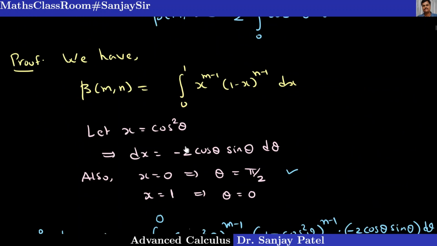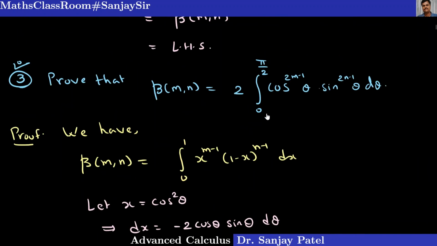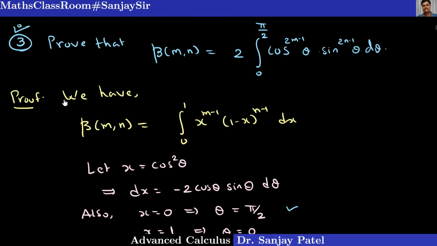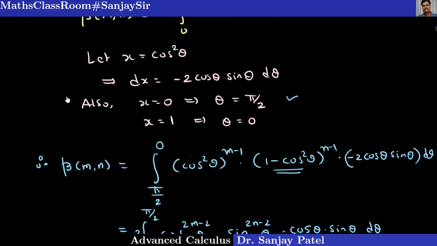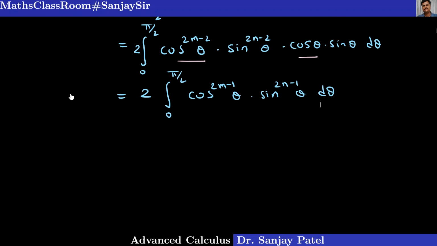This was our aim. Beta mn is equal to 2 times integral 0 to pi by 2 cos raised to 2m minus 1 theta into sine raised to 2n minus 1 theta d theta. So this is a very, very important formula for beta function. All these are useful in computation of beta and gamma functions and solving some important problems. Let us go to the next one.